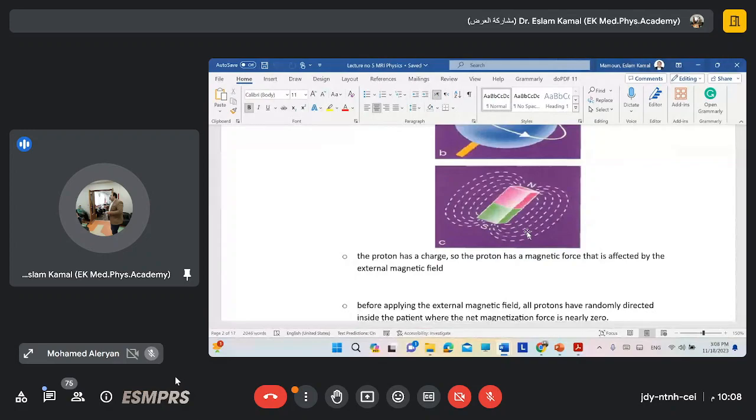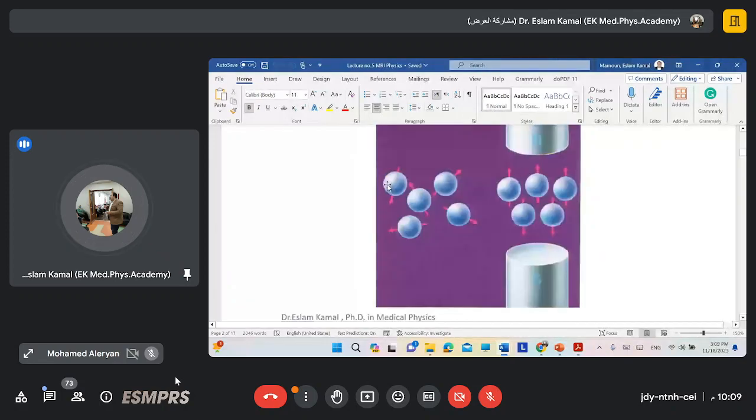So if you are walking on a street, you could attract any metals, or be attracted, or we could attract each other, which never happens to anyone. Why? Because all these magnets are already oriented in random directions. You can see in this image the protons before positioning the patient inside the external magnetic field or inside the MRI machine: all protons are oriented in different directions.